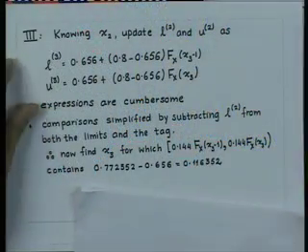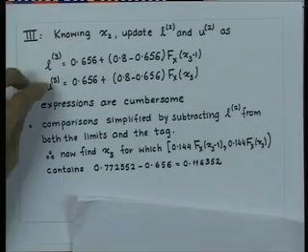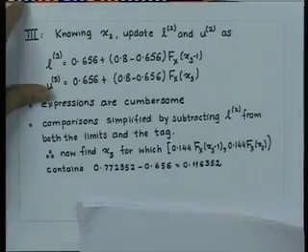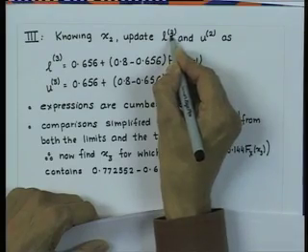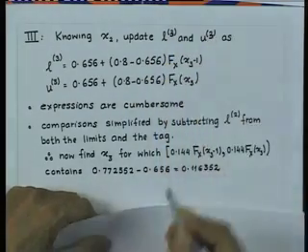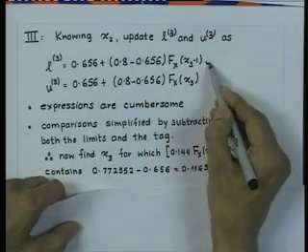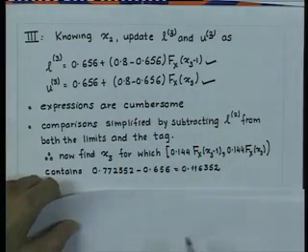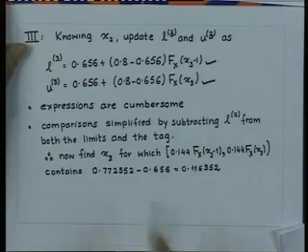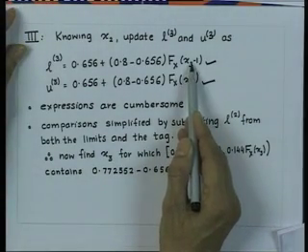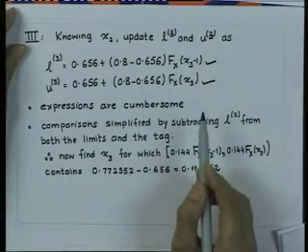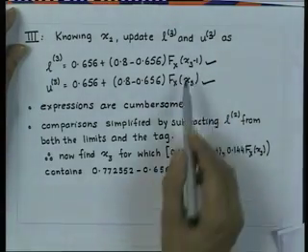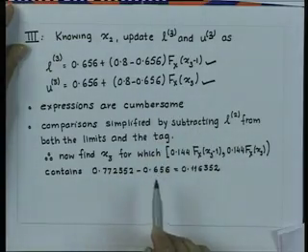So, my L3 and U3 will be as given by these expressions. Now, again I have to choose that value of x3 for which my original tag of 0.772352 lies in this. Now, if you look at this expression, these are a little bit cumbersome.